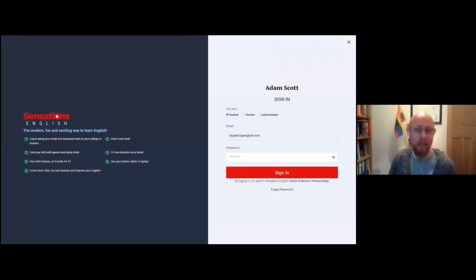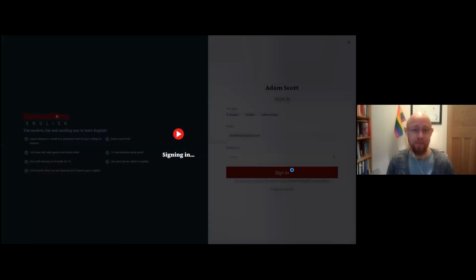But here's the login page for my school, Adam Scott. And I just sign in now with my student ID and password. So I'm going into the site as a student. And then once I've typed my password in, I click sign in. And I'm logged in successfully.